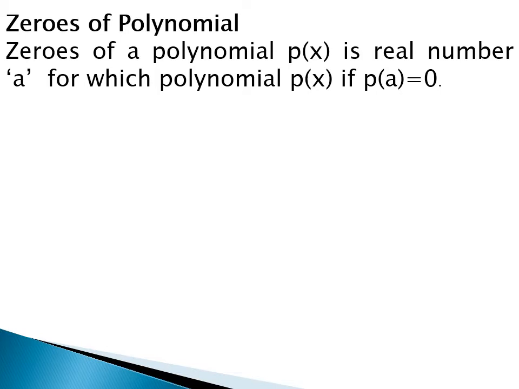Zeros of the polynomial. A zero of the polynomial p of x is a real number a for which p of a equal to 0. So this is the definition of a zero of the polynomial.